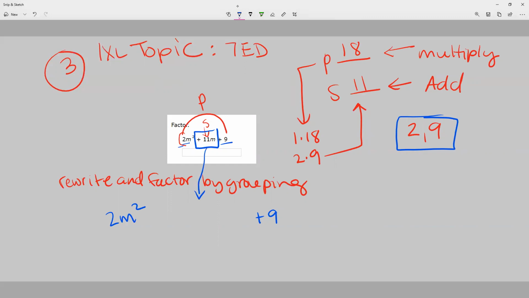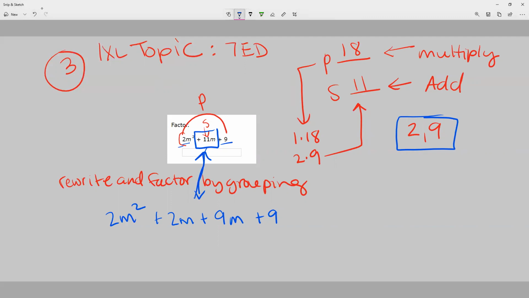And the middle term, 11m, is going to be rewritten as a positive 2m plus a positive 9. Oh, no, sorry. I was looking at the 11. Plus 9. In order to make these add to 11. You see, if I went backwards, 2 plus 9 would give me this 11 up here.